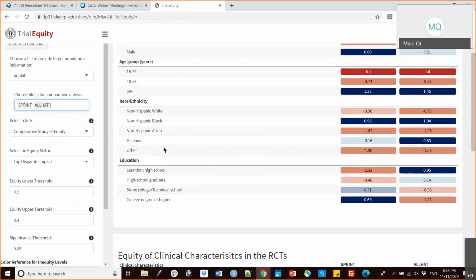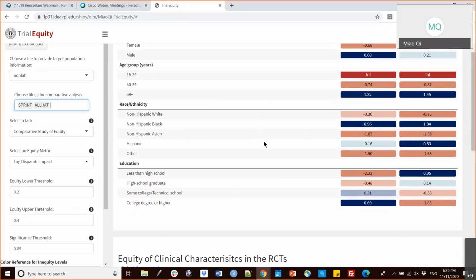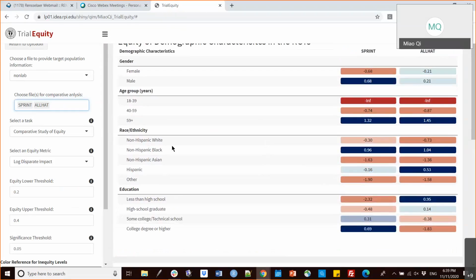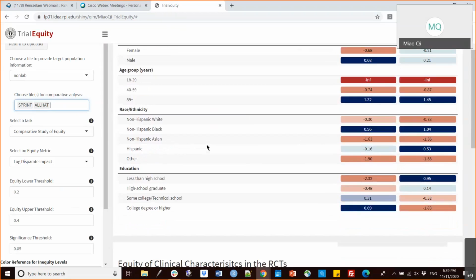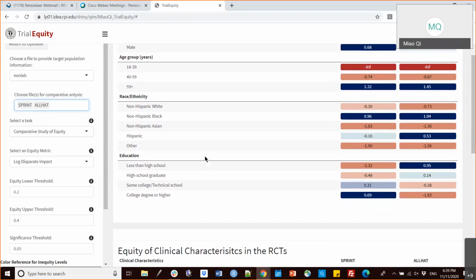And we also do other things like the race and ethnicity, and what's interesting here is based on our metrics, some minorities like the non-Hispanic Black people are highly overrepresented in the study, and the non-Hispanic white, which are traditionally advantaged groups, are actually highly underrepresented in the OHAT study. But other minorities, maybe like the non-Hispanic Asian and other racial groups, are still underrepresented.